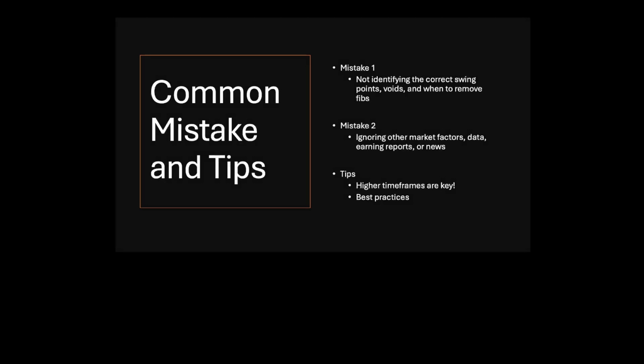So common mistakes and some tips. Not identifying the correct swing points, voids, and when to remove the Fibs. Another mistake, ignoring other market factors, data, earnings reports, news, now with Trump being president, headlines, tariffs, tweets. Some tips that I like to remember are higher time frames are key. Like I said, daily, weekly helps you get more clear ranges. But if you're trading more short term, then you could focus on the daily and 4-hour charts and get ranges from those.